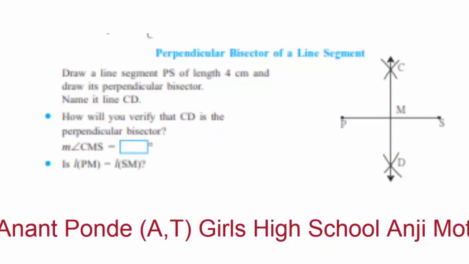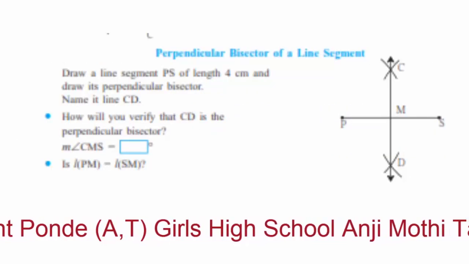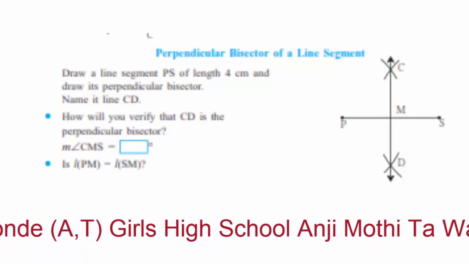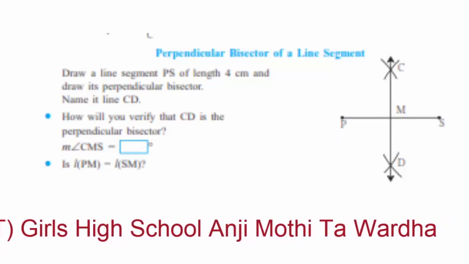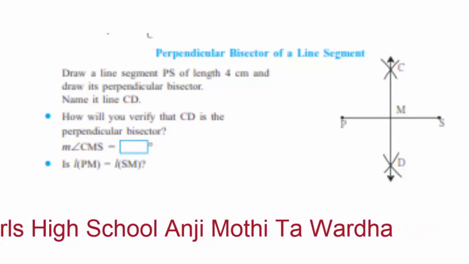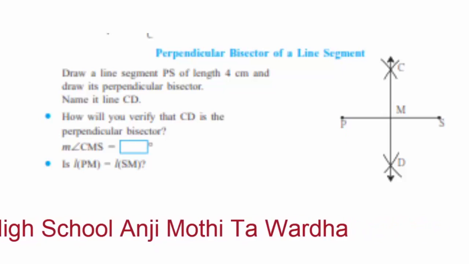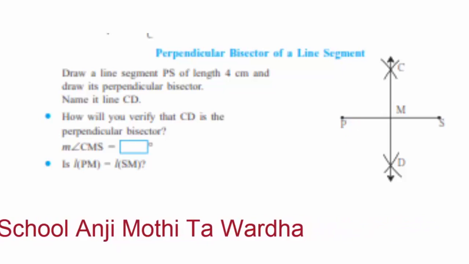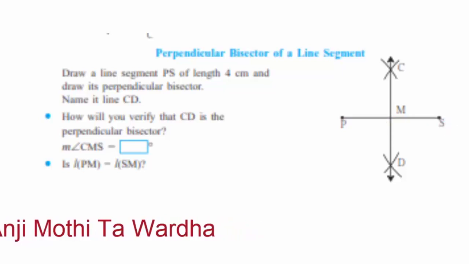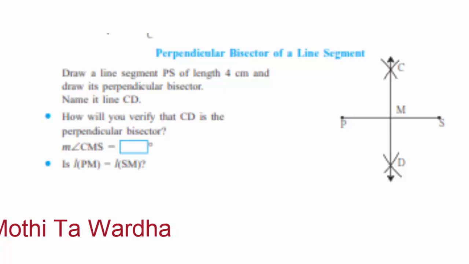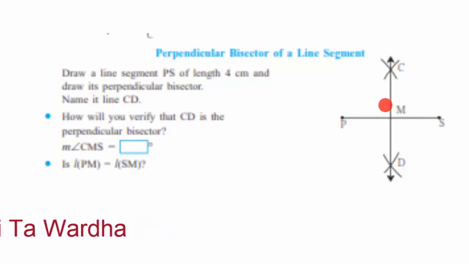Then we see the perpendicular bisector of a line segment, म्हणजेच रेषेचा लंबदुभाजक. Here is the segment PS. The line CD divides the segment PS into two equal parts. Here PM is equal to SM and the measure of angle CMP is equal to 90 degrees. All this we studied in the video. The link is provided in the description.